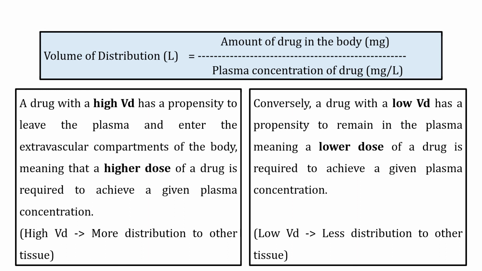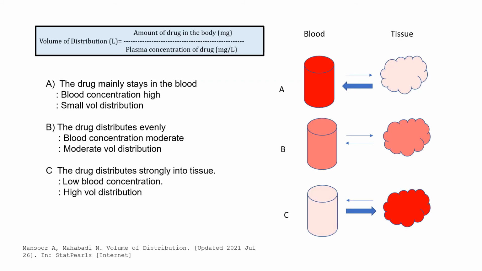Conversely, a drug with a low volume of distribution has a propensity to remain in the plasma, meaning a lower dose of the drug is required to achieve a given plasma concentration. So this is the low volume of distribution, with less distribution to other tissues. We have here three scenarios, A, B, and C. In the first, most of the drug stays in the blood. You can see the red color of the blood vessels means more drug is in the blood vessels and less in the tissues. So the blood concentration is high and the volume of distribution is small.